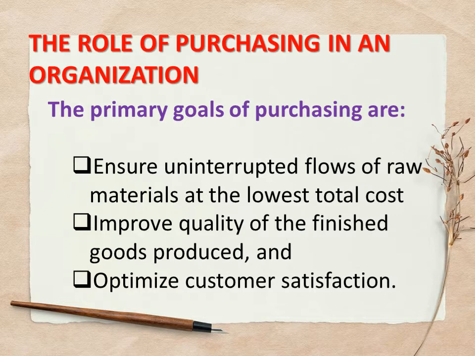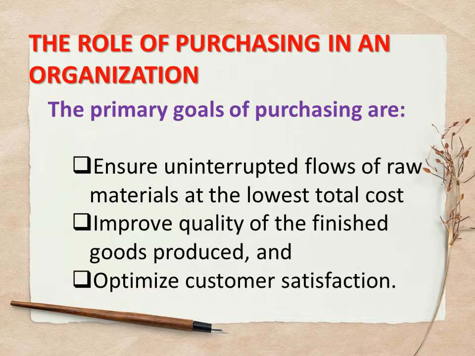total cost. So, in a business class, we will always see to it that everything that we do, every transaction in an organization or in a business, should always be at the lowest total cost. Right? Because we are into business, we are into profit. We are not a non-profit organization. Everything, because we are into purchasing, is about profit. Ensure uninterrupted flows of raw materials at the lowest total cost. So, that is the basic primary goals of purchasing.